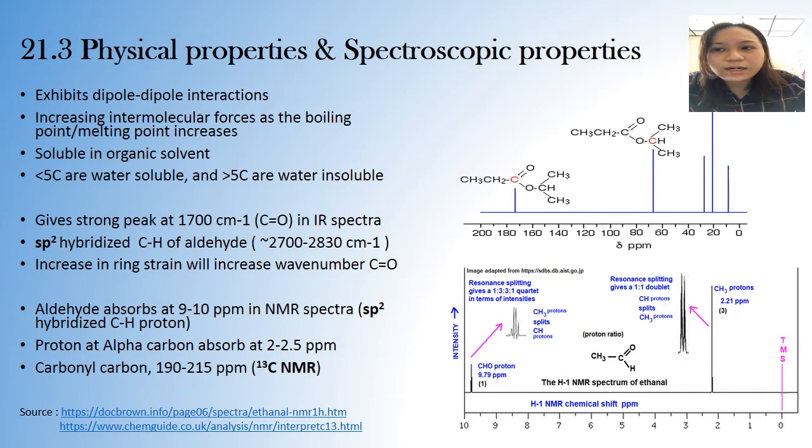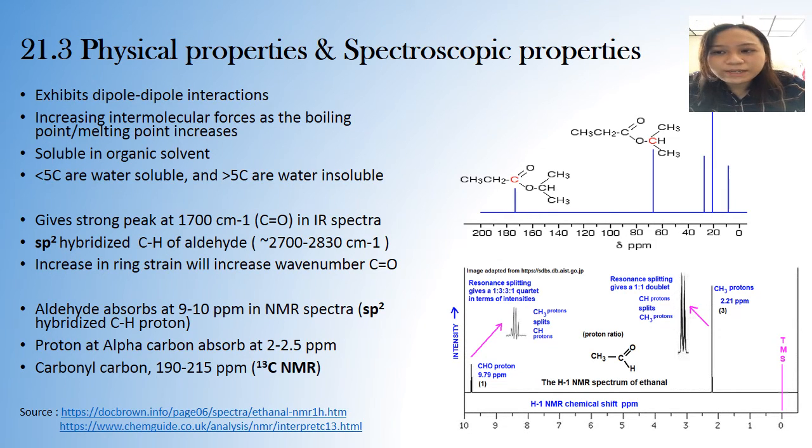In the IR spectra, the carbonyl group gives a strong peak at 1700 wavenumbers. Meanwhile, for the CH of the aldehyde, it gives a peak at 2700 to 2830. For cyclic compounds, the wavenumber increases as the ring strain increases.